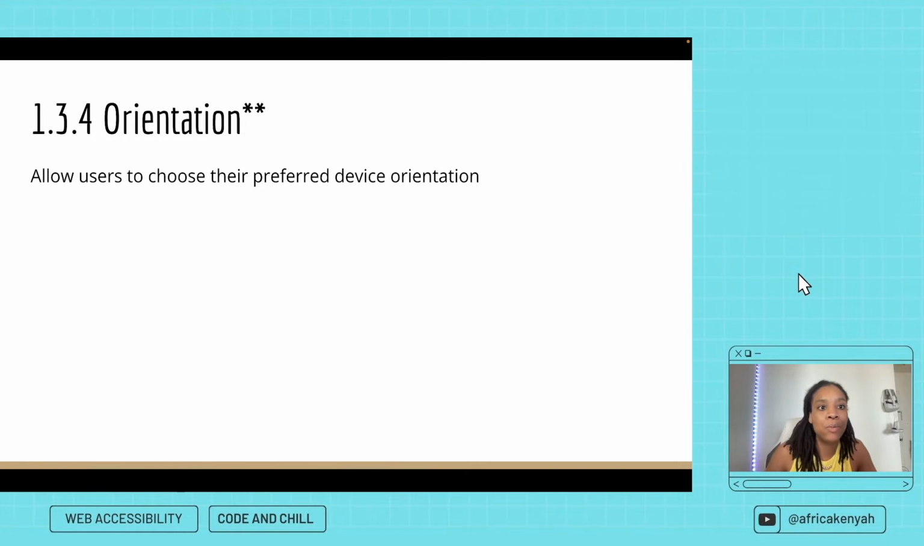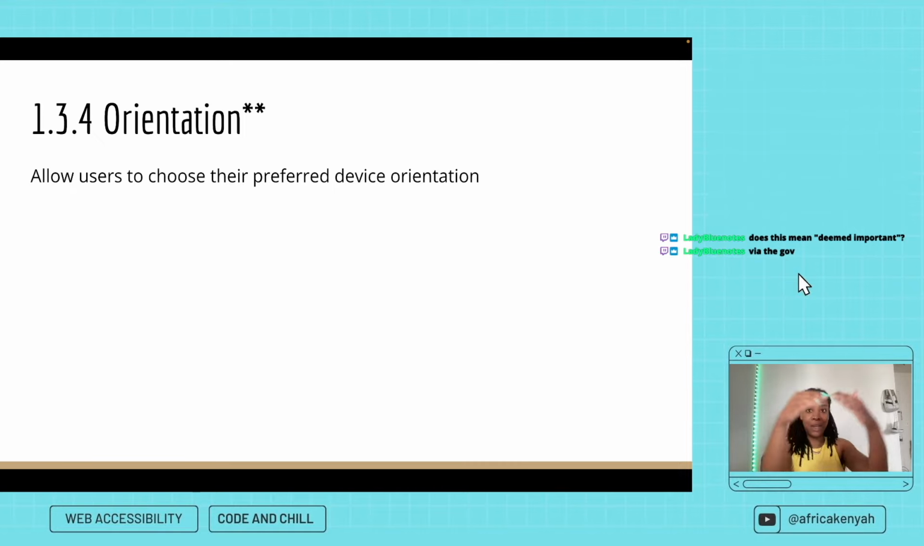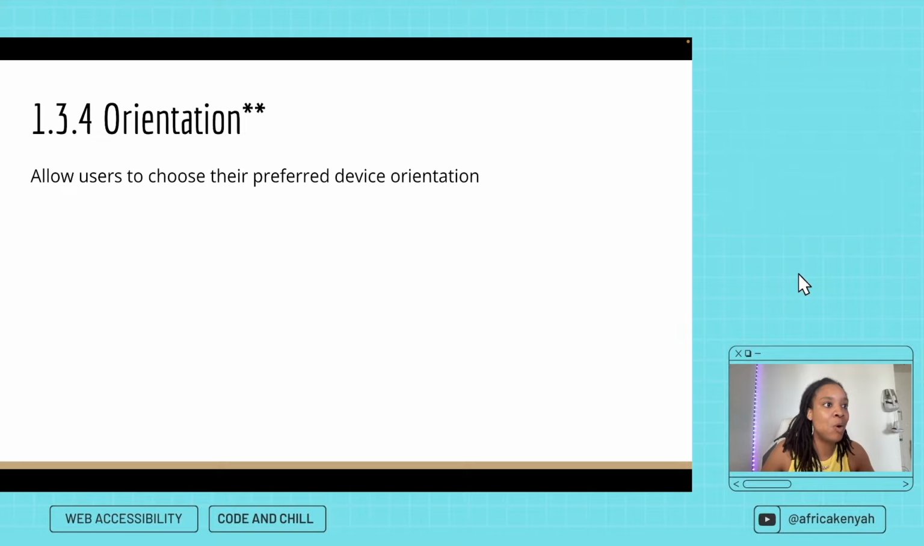All right, 1.3.4 is orientation. This just means you need to be coding your websites in a way that is not orientation dependent. So if you have a page, it should be able to be seen on your laptop in the horizontal way. If you're on your phone, you should be able to put it the long way or the other way. So if you're designing mobile first, this is covered, right? You're gonna do good.